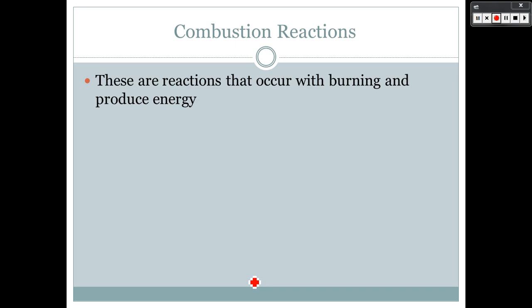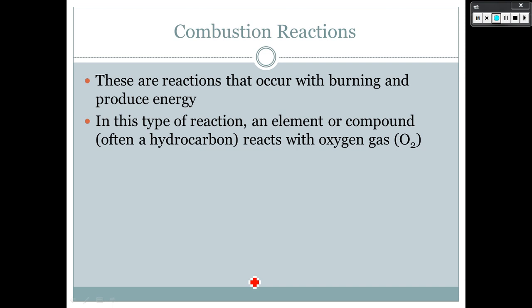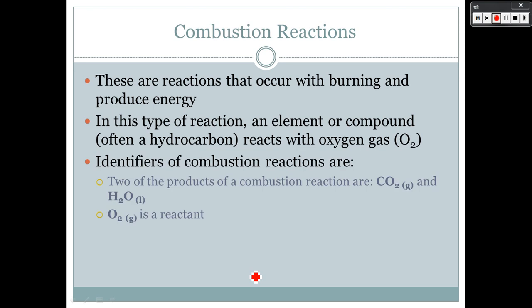And then we get combustion reactions. These are reactions that occur with burning and produce energy. So a campfire is a great example of combustion. It produces light, produces heat, lots of energy, some sound. And in this type of reaction, an element or compound, often a hydrocarbon, so a compound with hydrogen and carbon, but not always a hydrocarbon, it doesn't have to be, reacts with oxygen gas, O2, and it does have to be oxygen gas. So two ways you can identify a combustion reaction are two of the products must be carbon dioxide gas and liquid water.